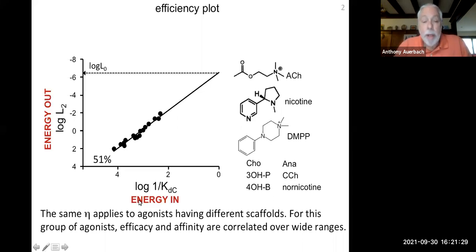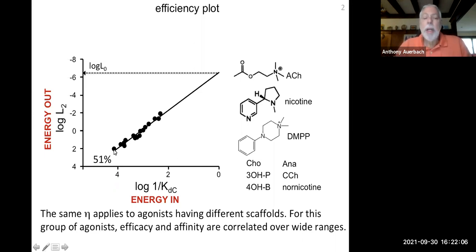This is a plot of energy in, energy out. This is affinity, this is efficacy. Log affinity, log efficacy is what we're plotting here. And for all this wide range of values, they have the same efficiency. Efficiency is something different. It is not efficacy, it is not affinity, it is the correlation between the two. And I just want to let you know that each one of these points is an entire dose response curve. So this is the correlation between energy in, energy out for that agonist, determined from everything in the dose response curve, from the maximum, EC50 and minimum.